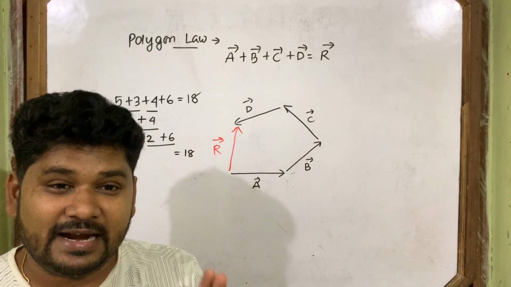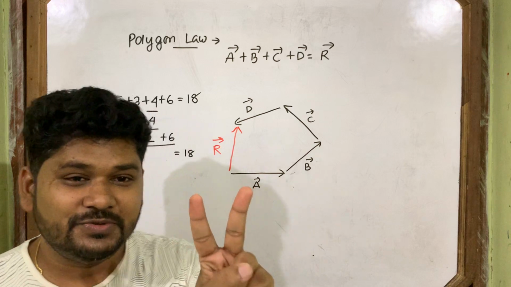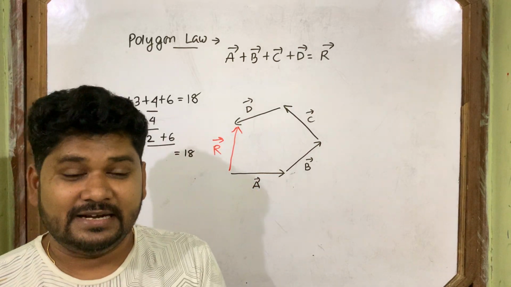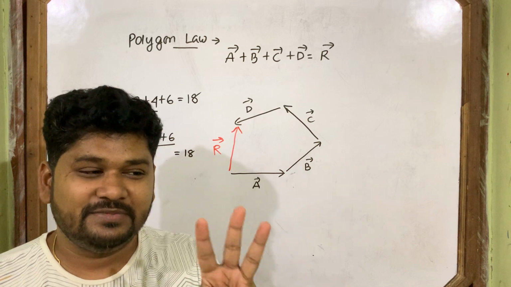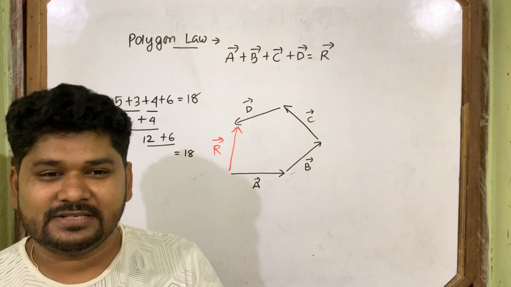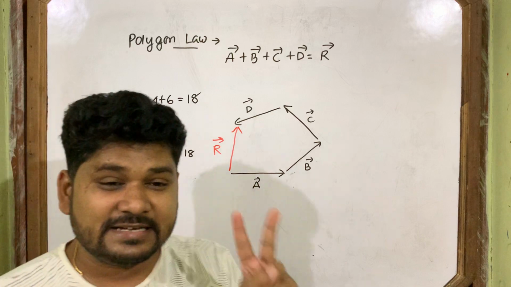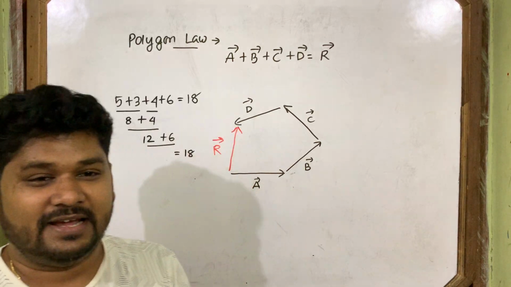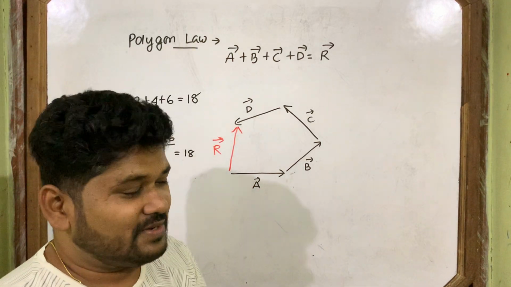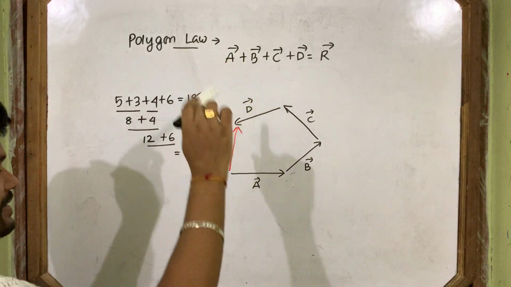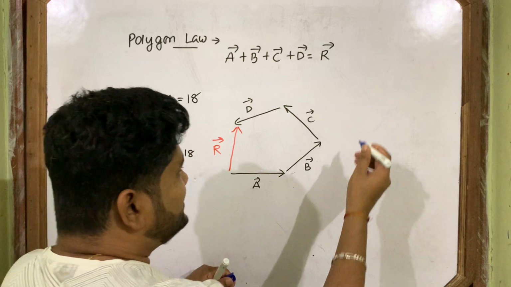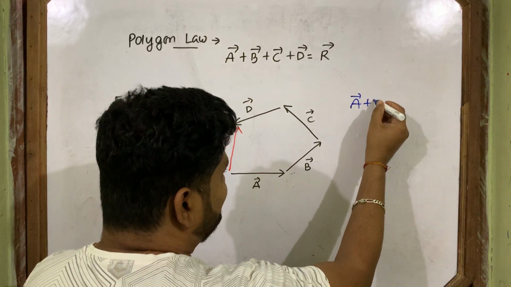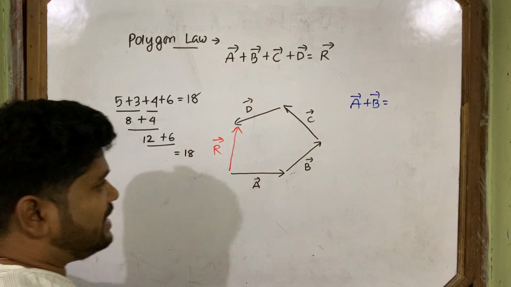You know addition of maximum 2 vectors. At that one, no further. You cannot add at a time 3 vectors, 4 vectors, 5 vectors. You can add maximum 2 vectors at a time. Okay, now see, A vector and B vector first you will add. If you add A vector with B vector, so which law will be applied here?